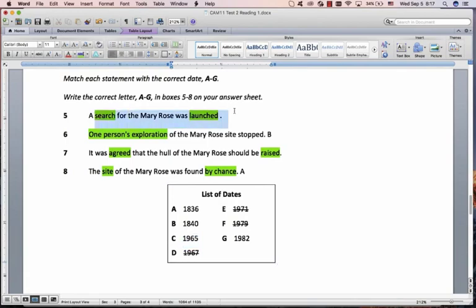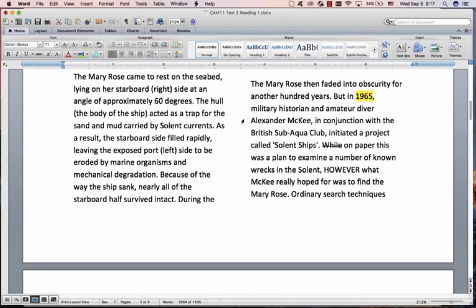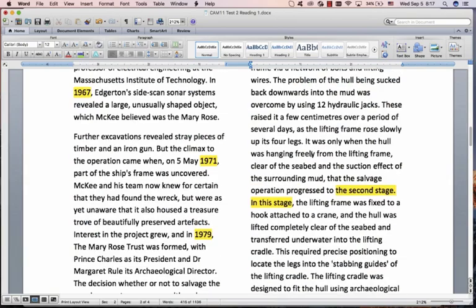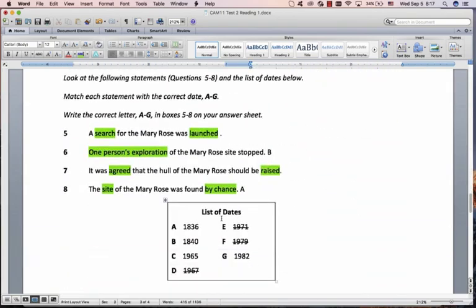65, he started to search for it. That's over here. Initiated a project. Initiate, initially, initial, that's a good word to know. It means to start something, or often it means at the beginning. So I'm quite happy about that. 65 is C. And then finally 82, it was agreed, it was given the go-ahead, was G. Not too bad, a little bit difficult. Minimum 2 out of 4 there.